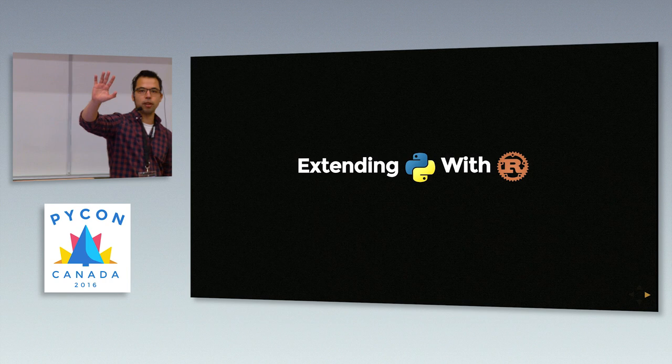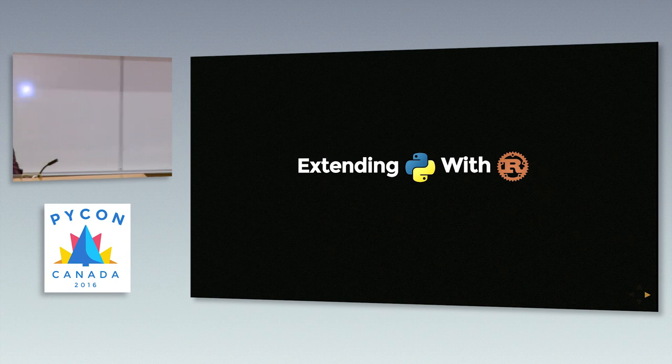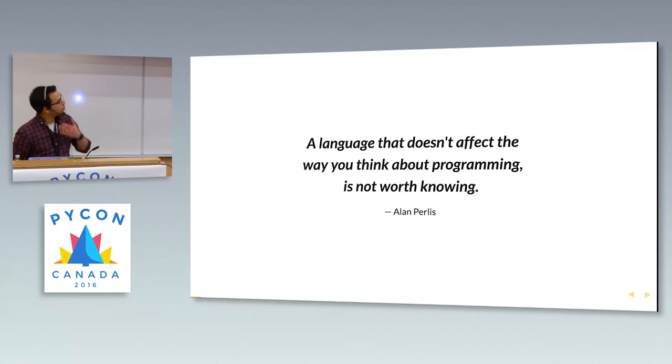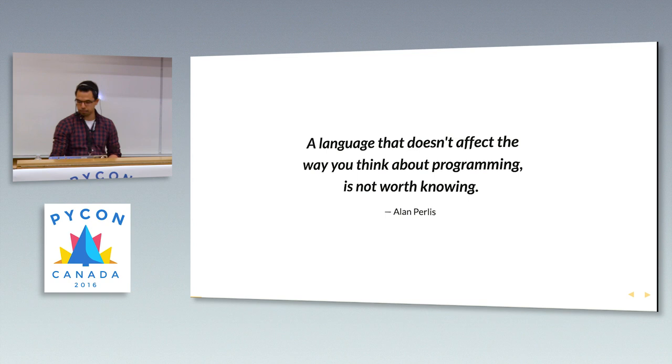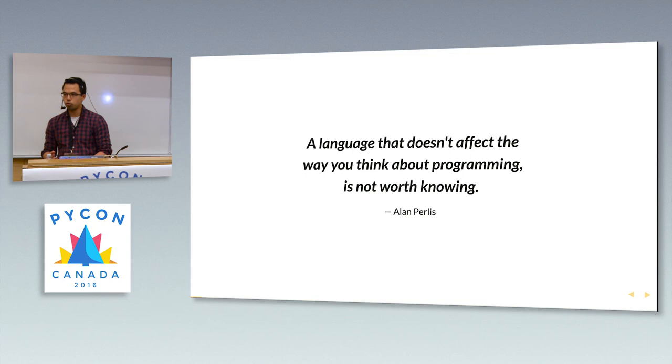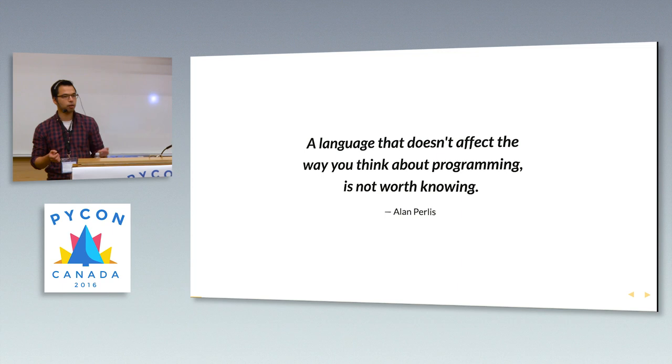OK. So why am I at a Python conference speaking about a completely different language? Alan Perlis, the first recipient of the Turing Award, once said that a language that doesn't affect the way you think about programming is not worth knowing. This is a statement that really resonates with me. And for me, Rust has been a language that has really changed my way of thinking about programming. Rust is a systems language that combines the speed and the control of lower-level languages like C with the safety and the expressive power of higher-level languages like Python.